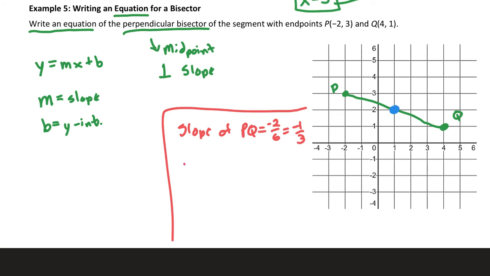The perpendicular slope. It's remembering from before, the perpendicular slope to -1/3 is +3/1, or just +3, either way. So for our equation to the left here, the slope is going to be 3. The hard part is finding the y-intercept now.